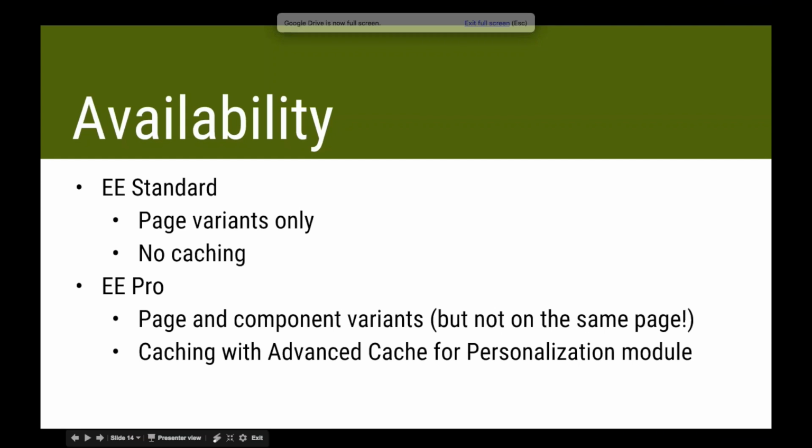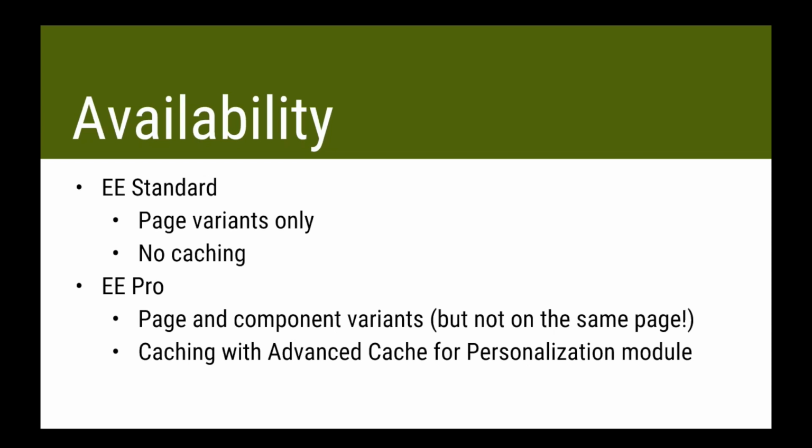The way we've slotted into editions is with the Enterprise Edition standard, you can do only page variants. This is how it always was, and those page variants are not cached. With Enterprise Edition Pro, you can do page variants and component variants, and they do get cached with the Advanced Cache for Personalization module, which is bundled in Pro. However, there's a restriction that you can't do page and component variants on the same page.